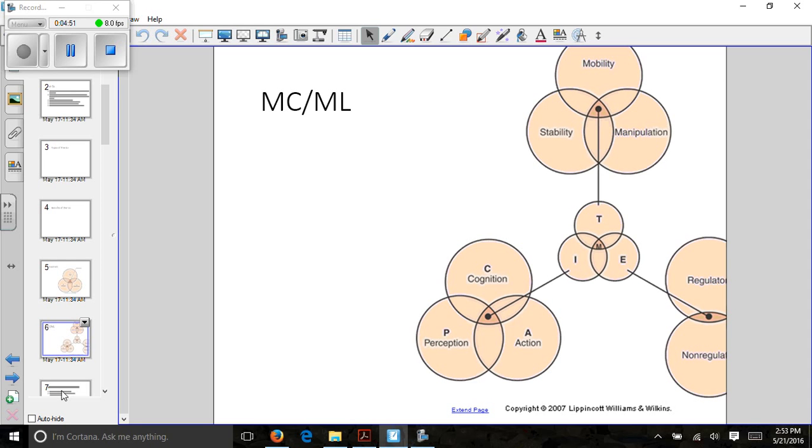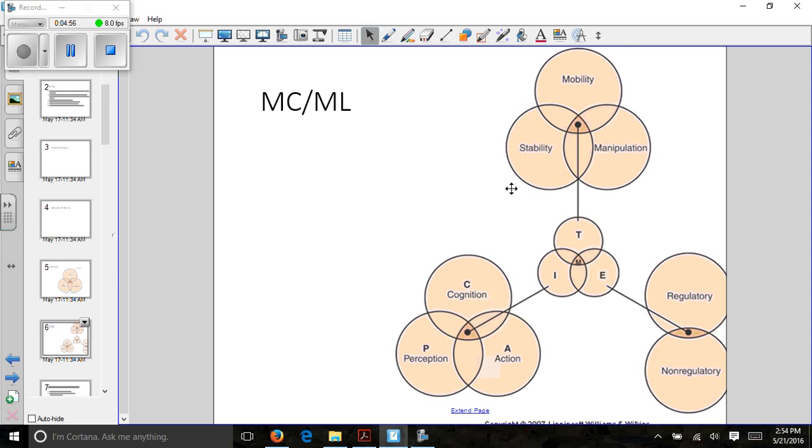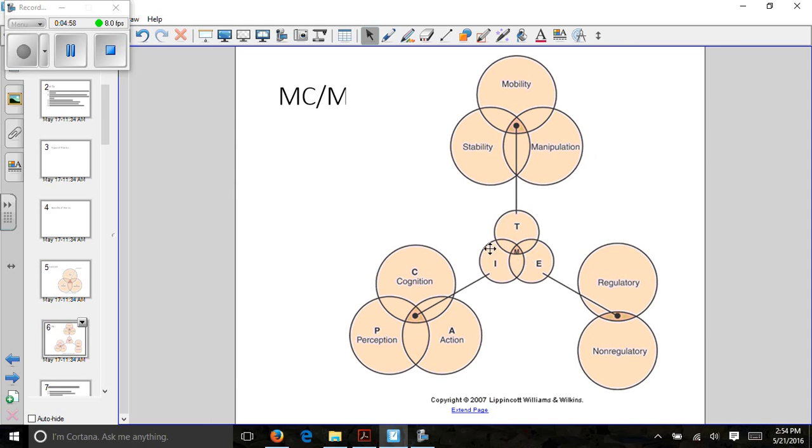Looking at actual motor control, motor learning, we can then take what we had as that movement paradigm in the middle. Okay, so we were here on the previous slide, just looking at movement. And then we can look at some additional factors that will influence the task, the individual, and the environment. So if we start with the individual, we need to think about what is that individual's cognitive level? What's the action that we're asking them to undertake? And then what is their perception of it?